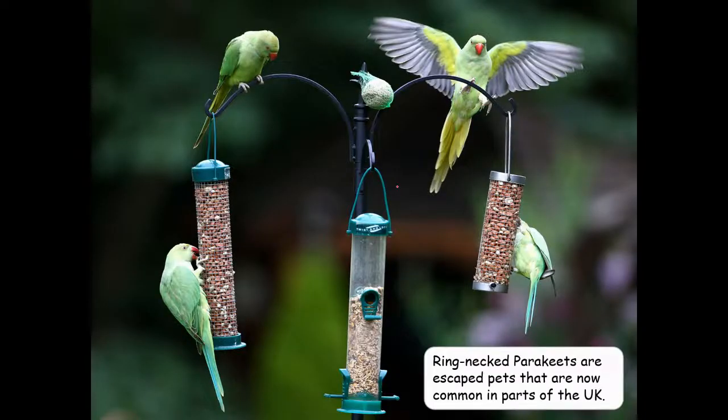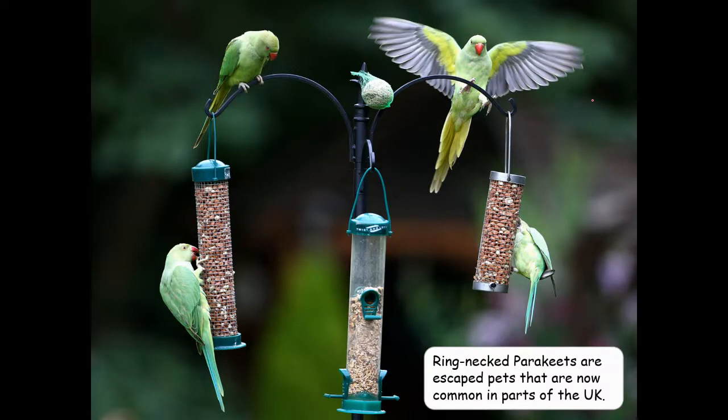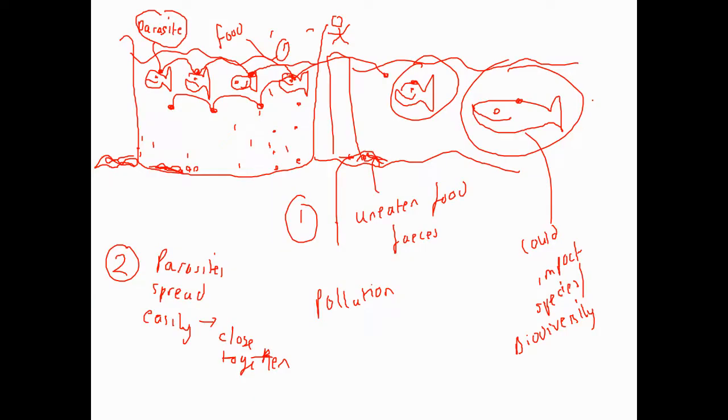All right, so let's just read over them again. Ready? This can change conditions, uneaten food and feces, which may harm the wild organisms that live there. So it could affect the fish on the outside. Okay. Parasites and disease spread more easily between fish because they are very, very close together. All right, okay, so boys and girls, you should now be able to tell me some advantages and disadvantages of fish farming and how, as a human, are we impacting biodiversity?